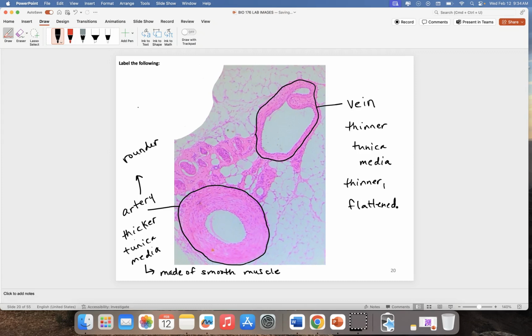We can also see this space in the middle of each of the vessels, and that space is known as the lumen.